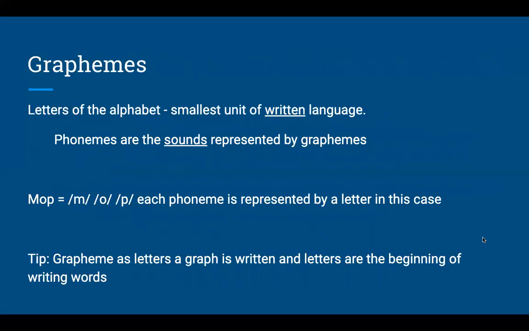Graphemes, like we talked about, are the map of the sounds of written language. So with mop, we have m, o, p. Each phoneme is represented by a letter in this case. Graphemes as letters, like a written graph, the written version of the letters, is a nice way to help you remember. Letters are the beginning of writing words. So students get to know those individual speech sounds, then learn how those are mapped, and then they put those sounds and letters together to make words.